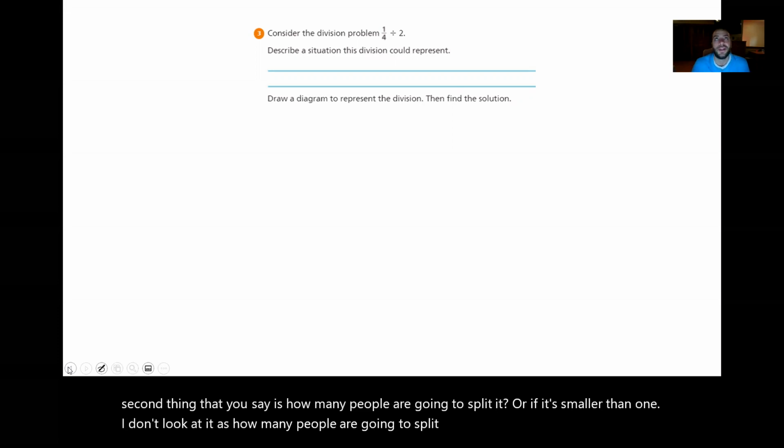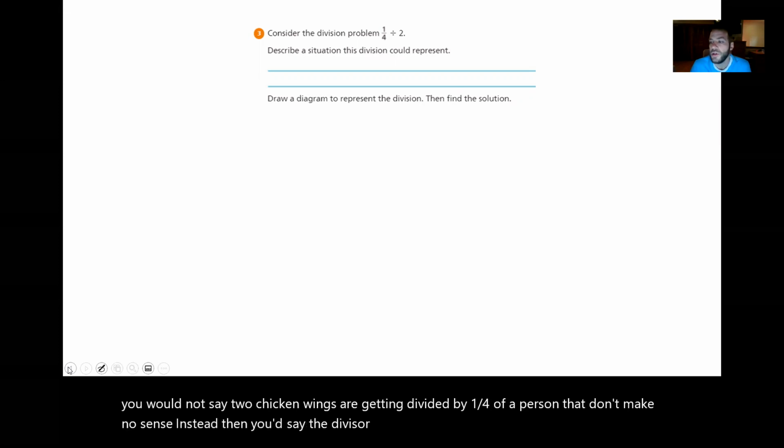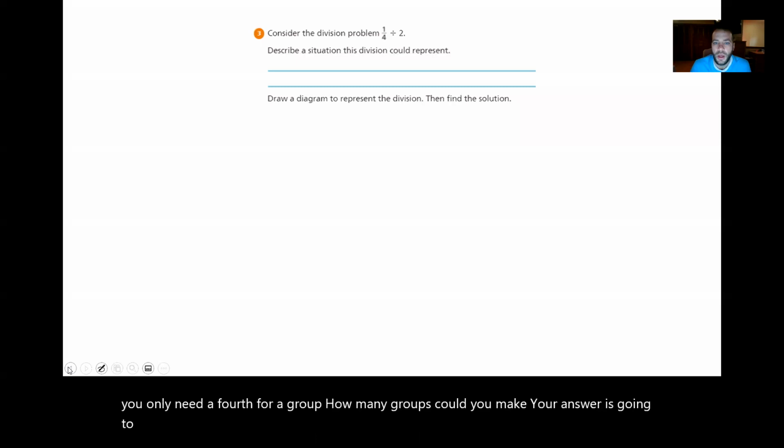because if it's, let's say it was 2 divided by 1/4, you would not say 2 chicken wings are getting divided by 1/4 of a person. That doesn't make any sense. Instead, then you'd say the divisor is what you need for a group. So you have 2 and you only need 1/4 for a group. How many groups could you make? Your answer is going to get bigger that way. So right now, the divisor, the second number, is a whole number. So therefore, we're just going to look at it like how many people are splitting it.